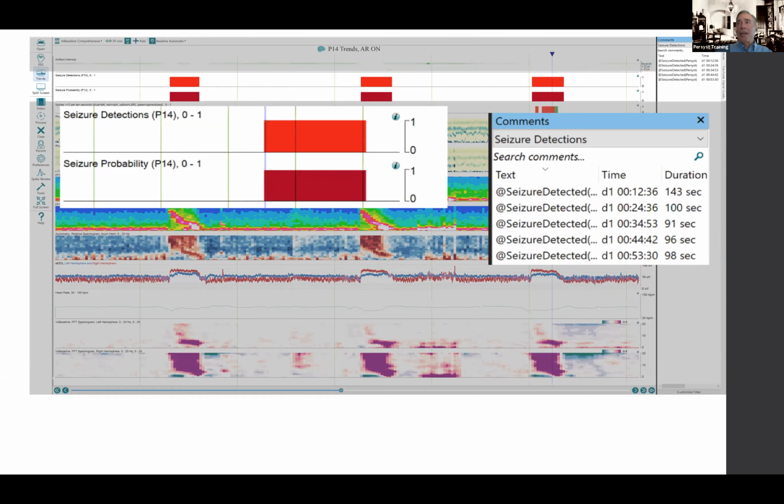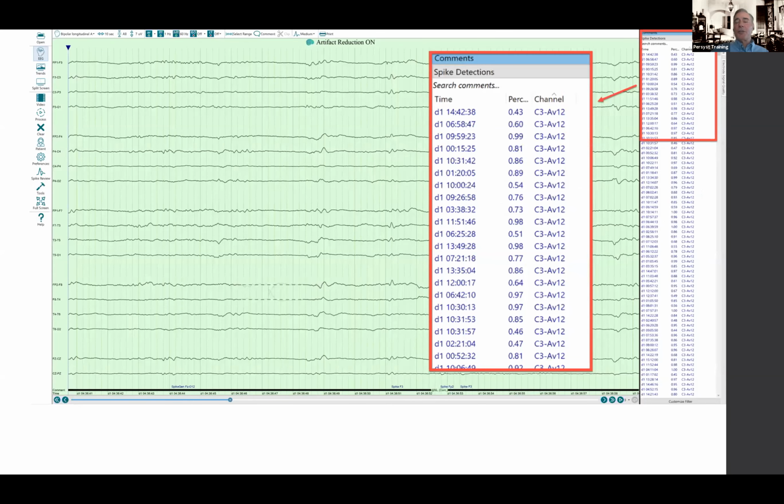So in this case, having them as a seizure detection in the comment list is useful. Having them show up in the trend is useful as well, because it gives you context of how they're happening over time. Now, spike detections are a different challenge.